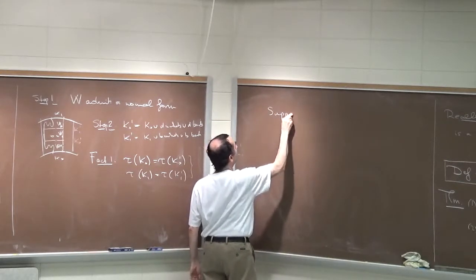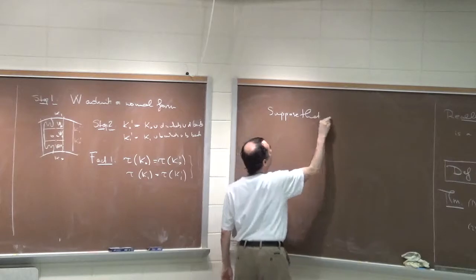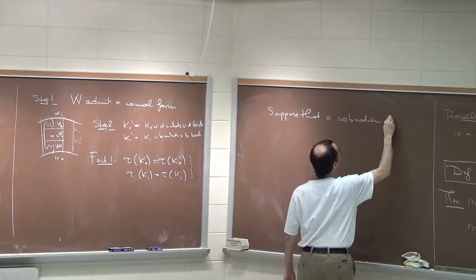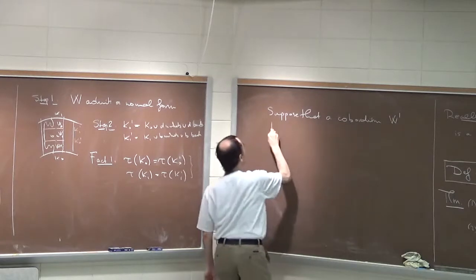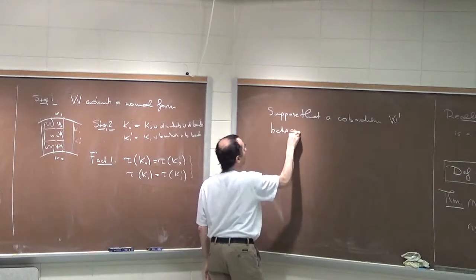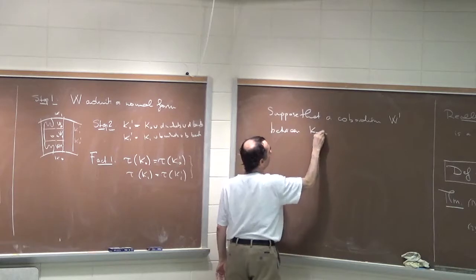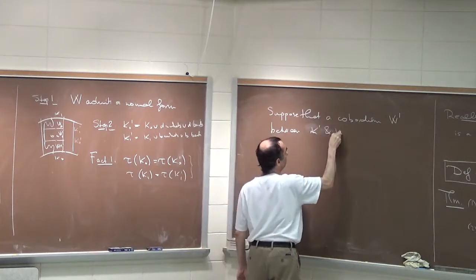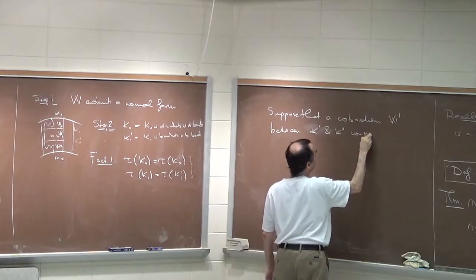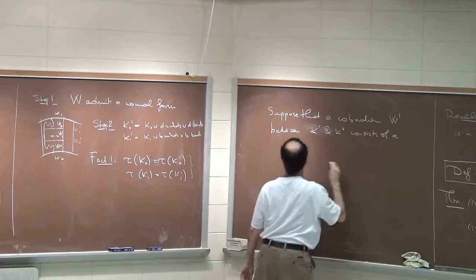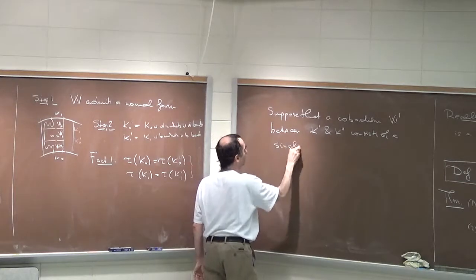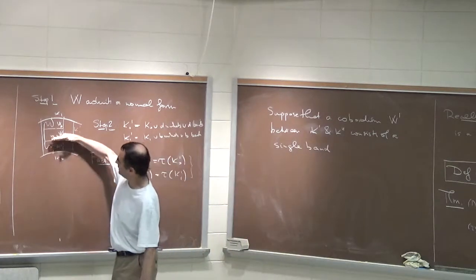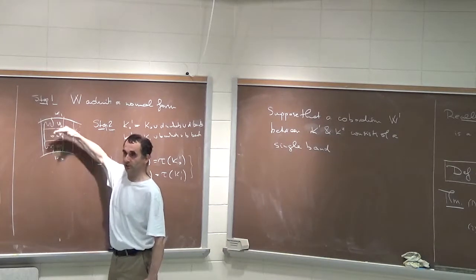Suppose that a cobordism W prime between K prime and K double prime consists of a single band. So we would like to sort of chop off this cobordism into single band attachments.